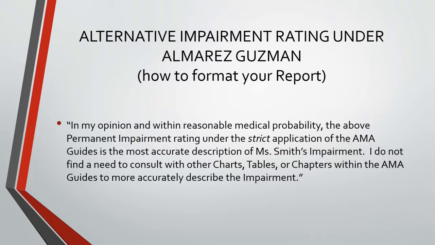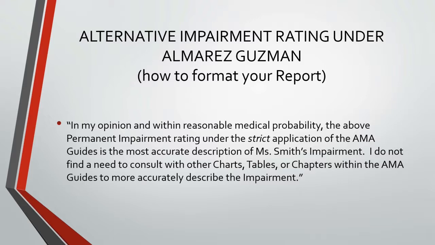And here's how you can do that in your report. You create a section in your report with this heading, Alternative Impairment Rating, under Almaraz and Guzman. And this would go directly underneath the Permanent Impairment heading in your report. So let me rephrase that.